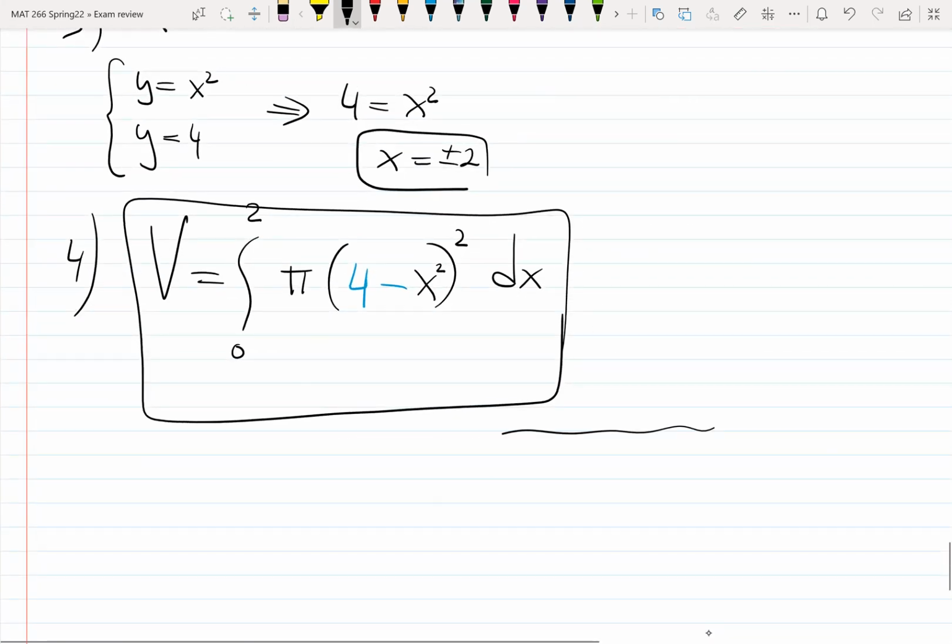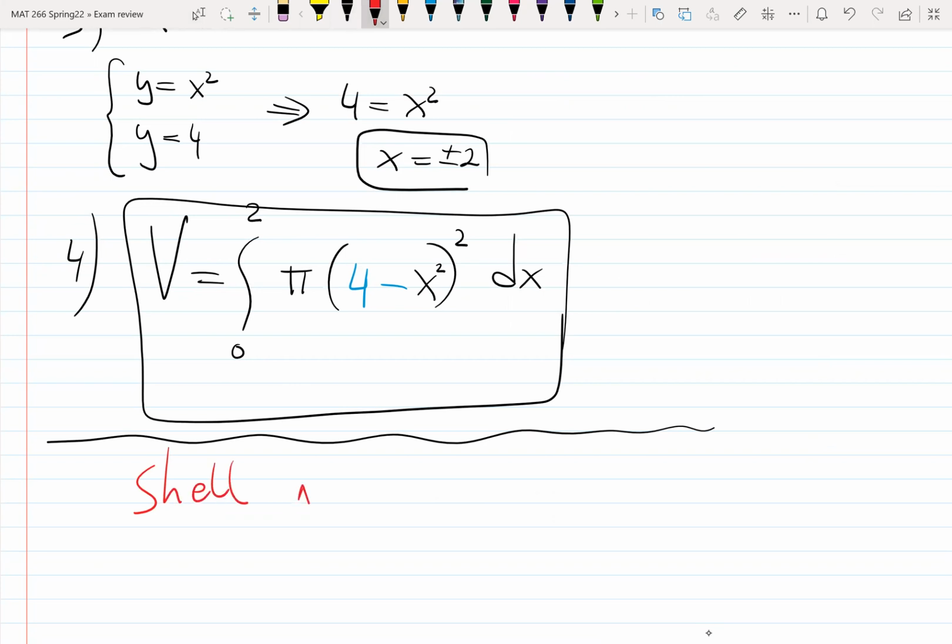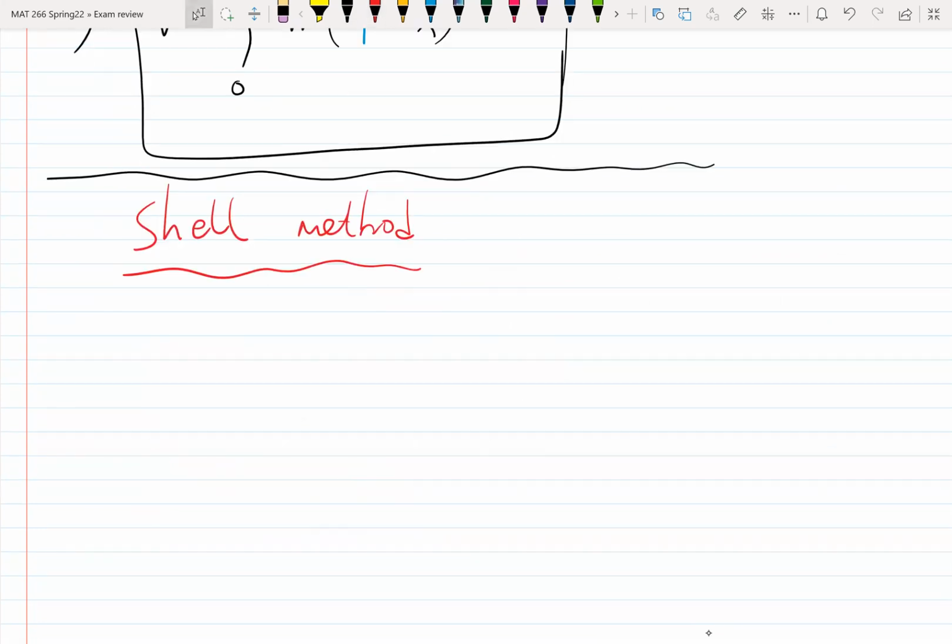Hopefully it's not bad. Shells. Shell method. We only have a couple of topics left to cover. In the shell method, instead of pi r squared minus pi r squared, we just do 2 pi r now. Also 2 cases, but there are 2 things to remember. Axis of rotation will be flipped, or the opposite.